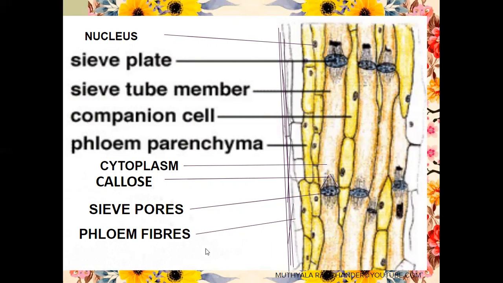The fibers are called phloem fibers. The phloem fibers are also called bast fibers. Bast fibers mainly help in making gunny bags and carpets. That means bast fibers, or phloem fibers, are also used commercially to make gunny bags and carpets. That is the phloem structure and function in the plant body.